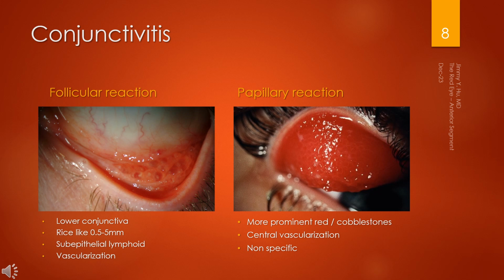On the right, we've got a papillary reaction. This is a classically non-specific kind of reaction that can be from any number of causes. You'll see it more commonly from allergies, a reaction to contact lenses. There's an association that's fairly well known with both keratoconus patients as well as floppy eyelid syndrome. You'll often see these prominent red cobblestone-like lumps. It's usually on the upper lid, and there's central vascularization.